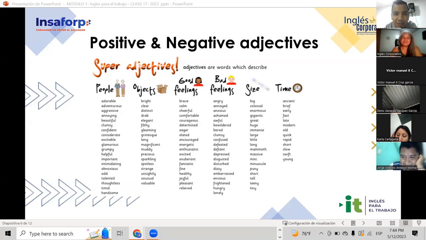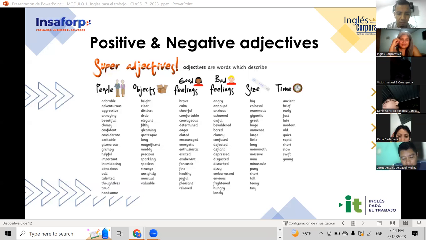Okay, confident. What do you think that is confident? Positive. It is positive. Confidence is someone that se siente bien seguro de sí mismo, okay? Okay. Considerate.